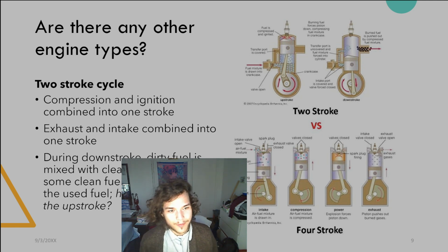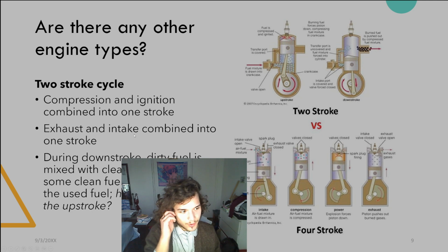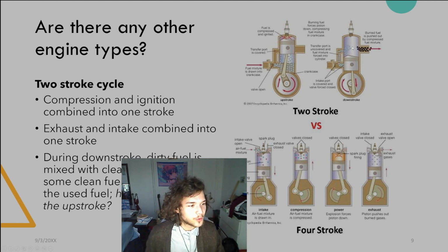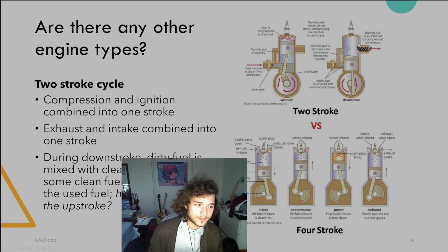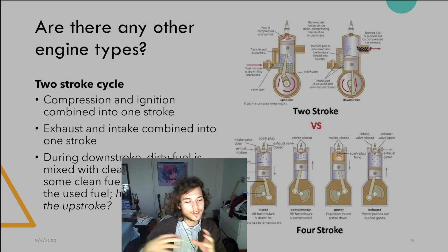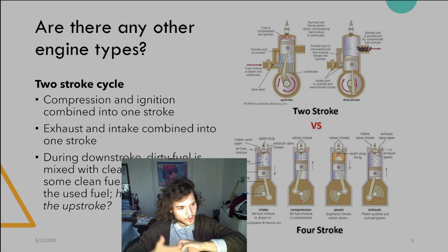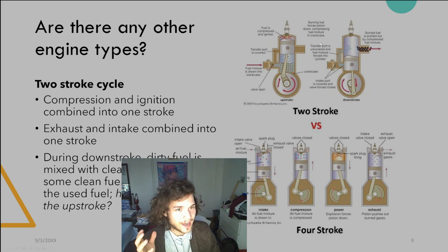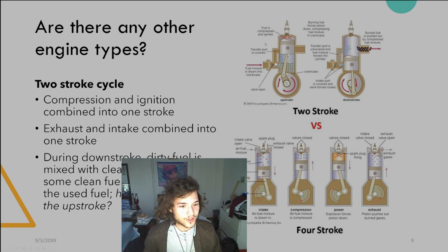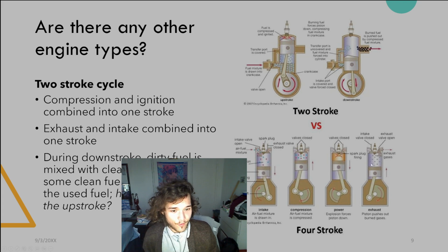The two-stroke cycle combines the compression and the ignition into one stroke, and the exhaust and the intake into one stroke. Basically what that means is that as the fuel is exhausted after it ignites, at the same time you have new fuel coming in. So you have old fuel mixing with new fuel, and that dirties the fuel that actually sparks. You don't get as clean a burn as you get inside of a four-stroke engine down here.